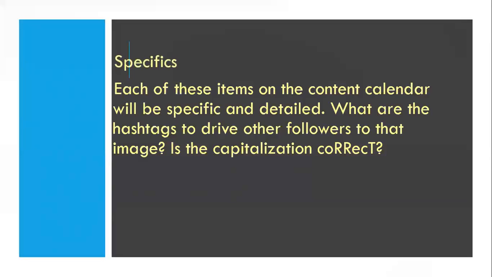Okay, so we have some type of implementation. Now, once we begin to launch the campaign, we then need to be able to have a response for it. And so here is where the specifics will be reviewed. Each of the items in the content calendar will be specific and detailed. What are the hashtags that are used to drive other followers to that page? Is the capitalization correct? This is kind of like the last proof of this campaign.